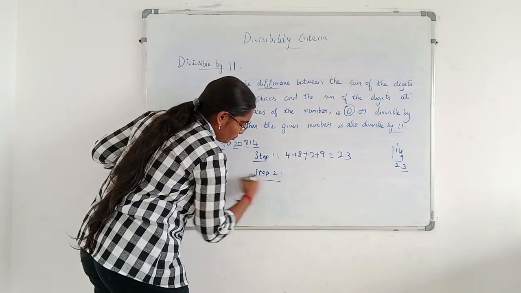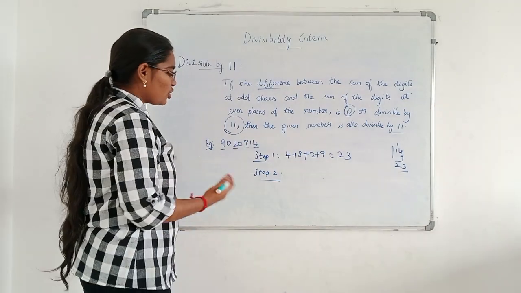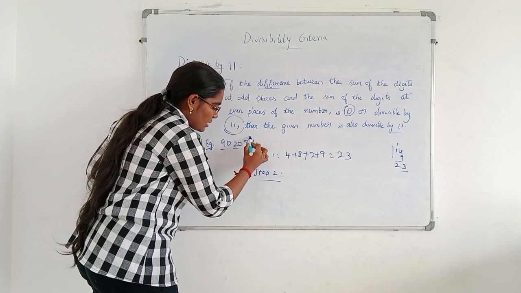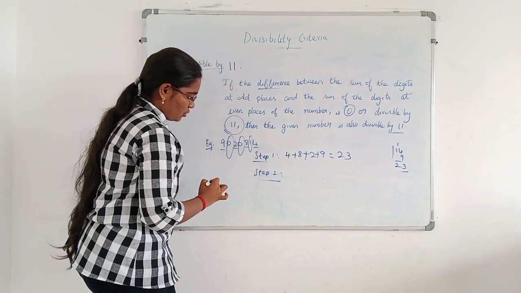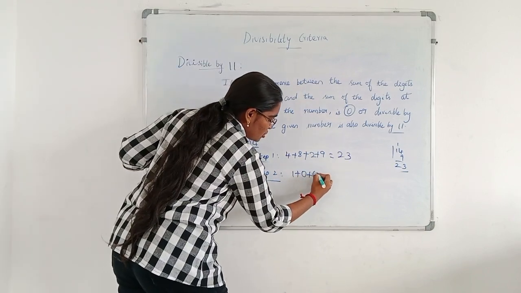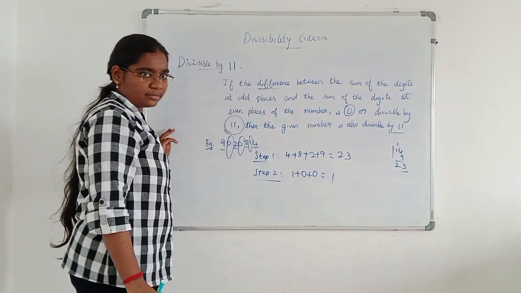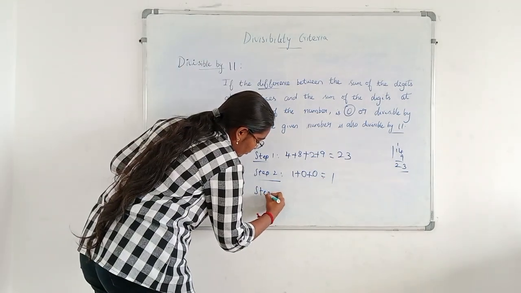Step 2: add those numbers at even places. So, what are those numbers at even places? This 1, this 0, this 0. Am I right? So, 1 plus 0 plus 0 equals 1. Next, step number 3.